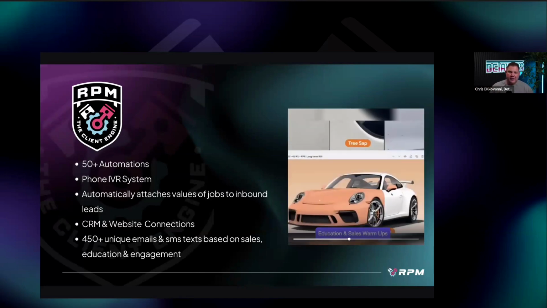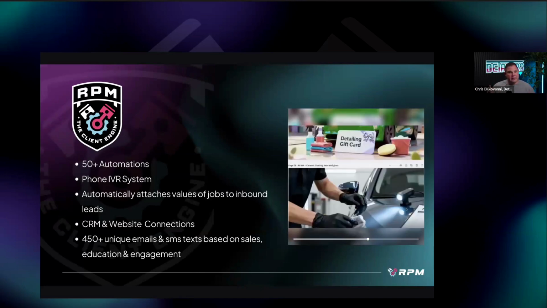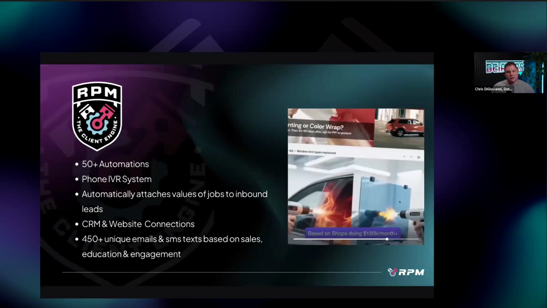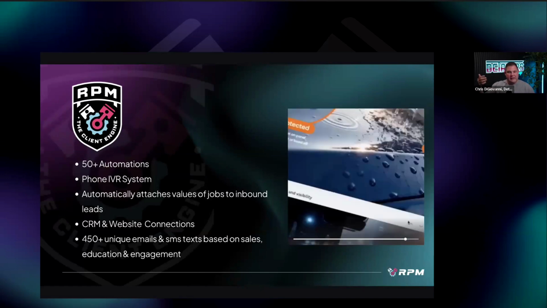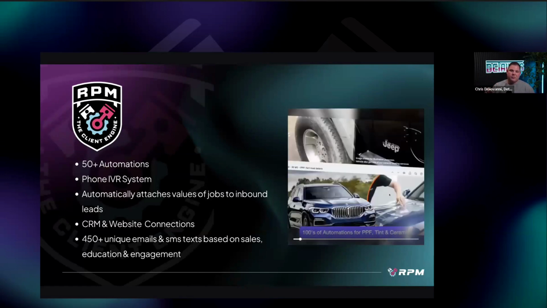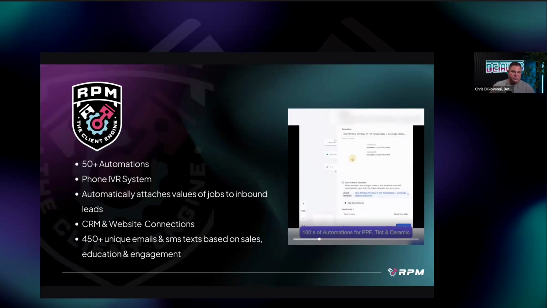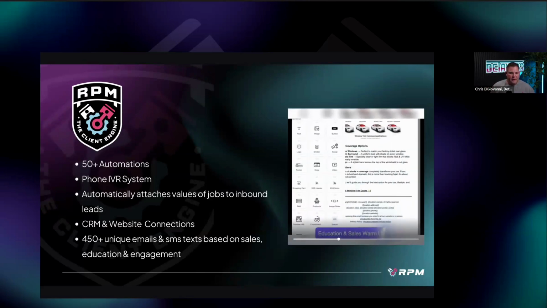If you wanted to play the feature set, it's got tons of automations. It has a phone IVR system. What that means is when you call in, you're not getting any more spam calls, or you're going to see a massive reduction, because they hit a phone IVR, a menu. Press 1 for PPF, press 2 to talk to XYZ.